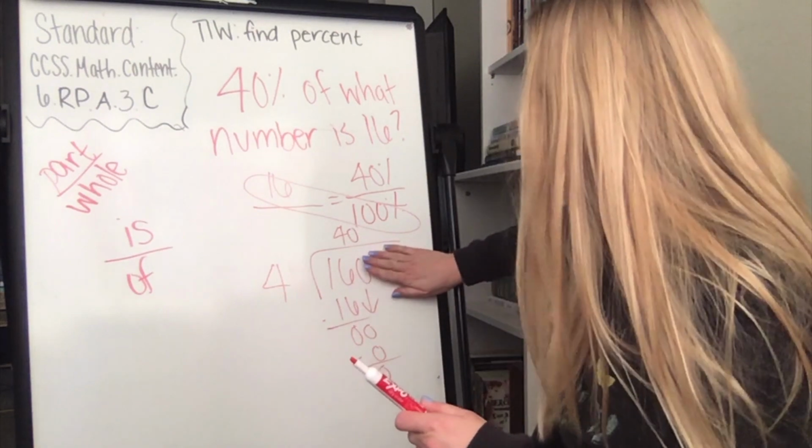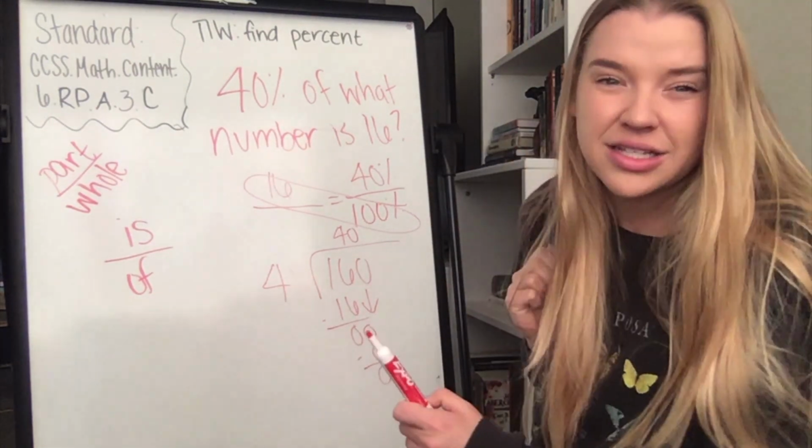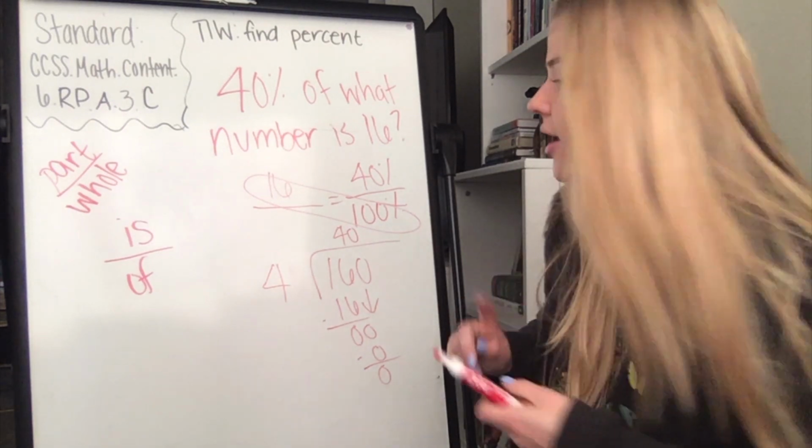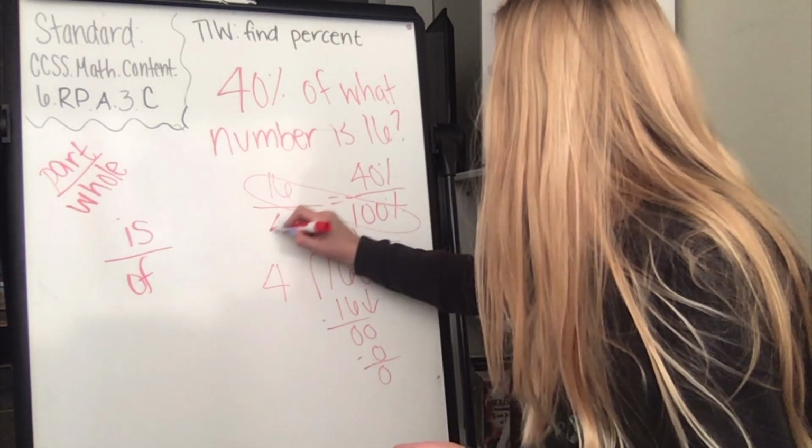Another way you could have looked at that is 16 divided by 4 is 4. Add that 0 back in because I didn't erase it. I just covered it for a second, so I do have to bring it back. Either way, you should get 40 as your final answer.